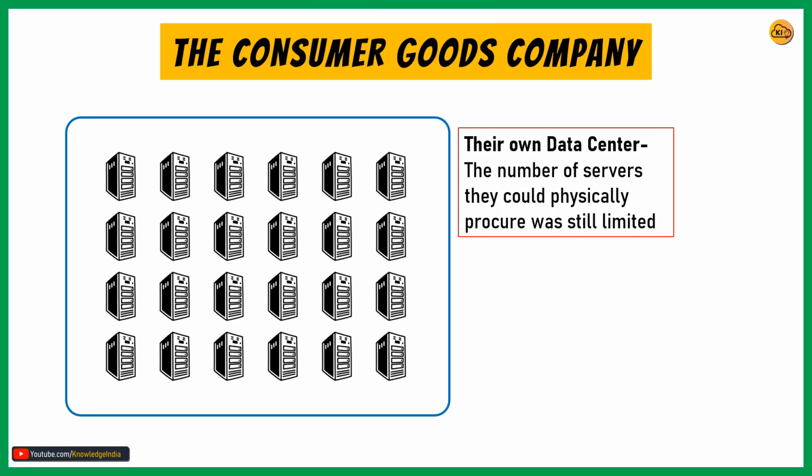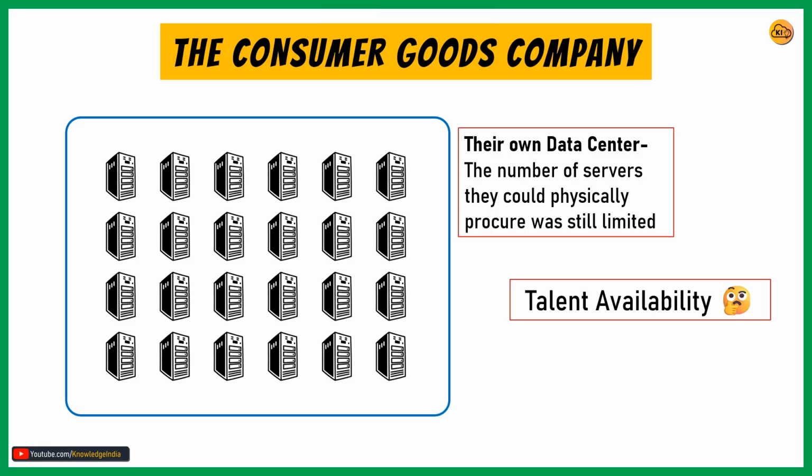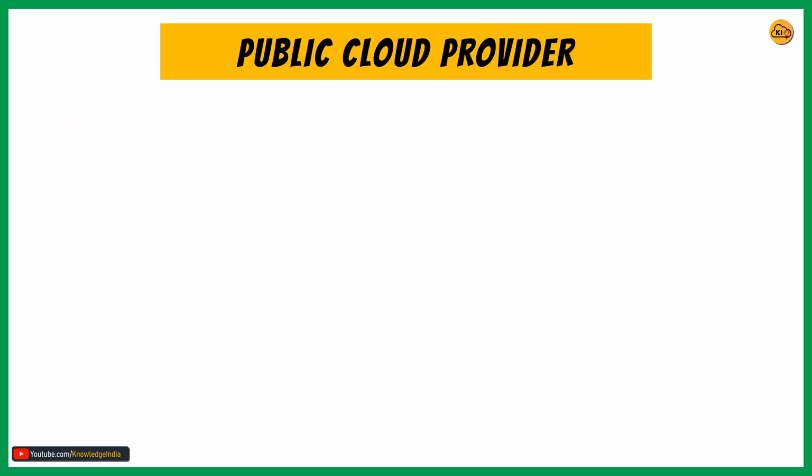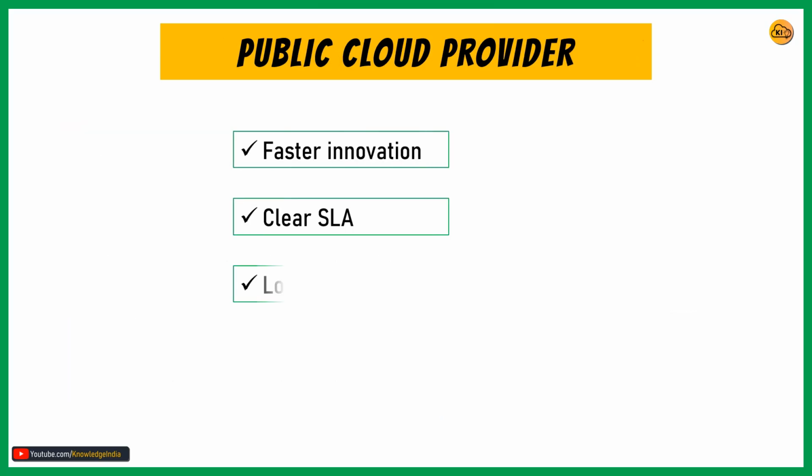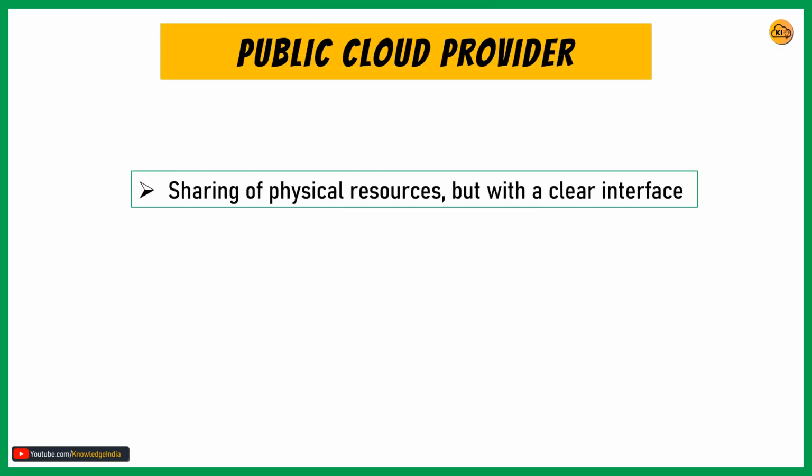One more thing to understand here is that the type of technical talent which these cloud providers were able to attract was far superior to what a consumer goods company could do. Hence, the cloud providers were able to innovate a lot faster and offered far better services with clear SLAs and lower costs. Alright, so you now understand the business model to start with. In very simple terms, it is sharing of physical resources by different customers, but with a clear interface. Cloud providers started with this initial offering.